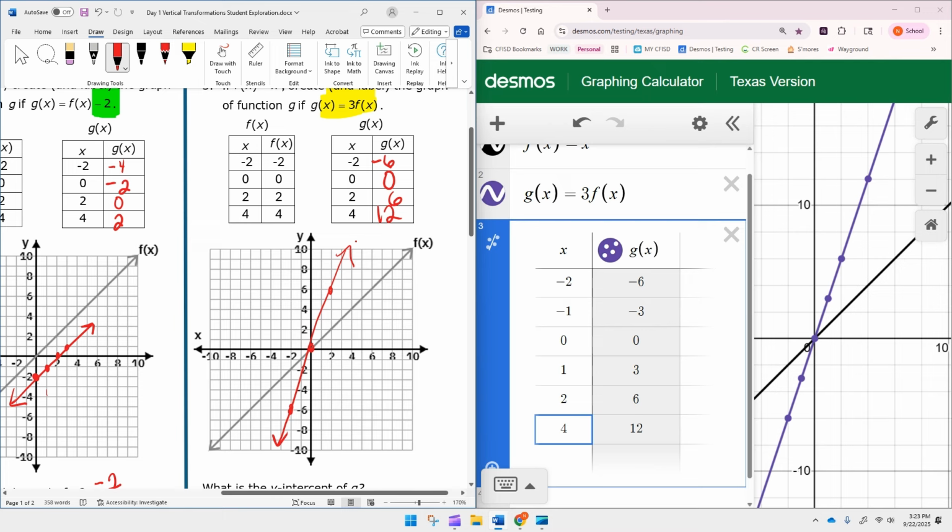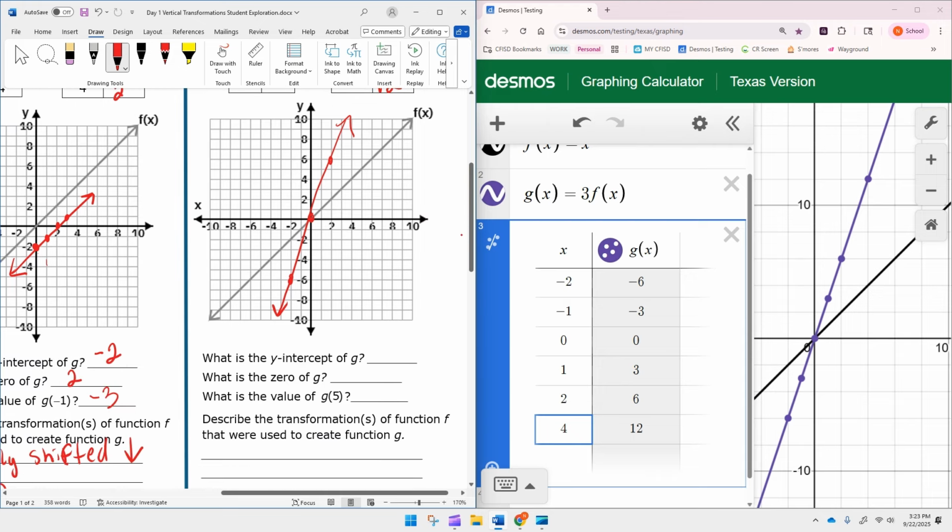Now, we notice our graph got more steep. And if we think about this, we take that -2 and we're multiplying it by 3. That will give us -6. 0 times 3 would give us 0. 2 times 3 gives us 6. 3 times 4 gives us 12. So we have stretched our graph. We made it more steep. So the y-intercept is the same. We didn't change the y-intercept. So the y-intercept is still 0. The zero of the graph is also still 0.